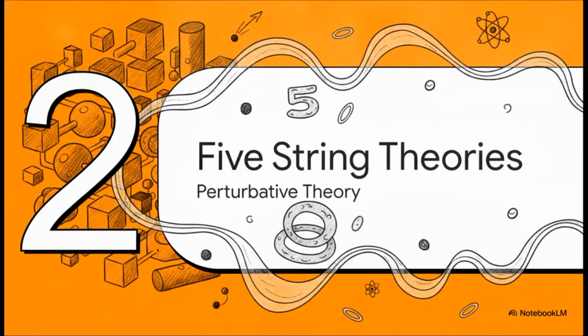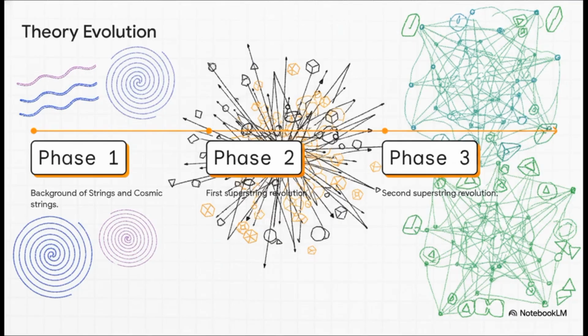Moving right along to part 2. The 5 string theories. Thinking about how this math evolved over time is just fascinating. We start with that early foundational work on basic strings and cosmic strings. But then, the field is hit by 2 massive conceptual explosions, historically known as the first and second superstring revolutions. And each of these phases radically expanded just how complex our theoretical map had to be.